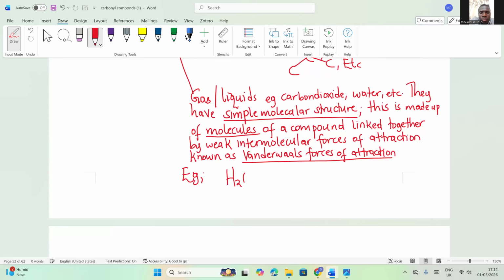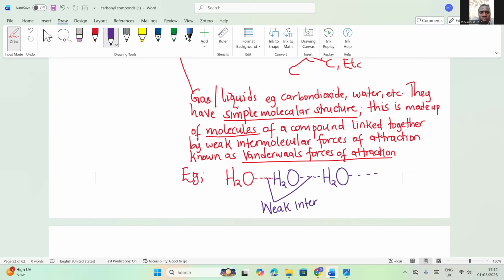For example, in simple molecular, you have water. Now, this water is linked to another water. That water is linked to another water. And this is linked to another water. And the linkage continues. So that you have weak intermolecular forces. They are dotted because they are weak.